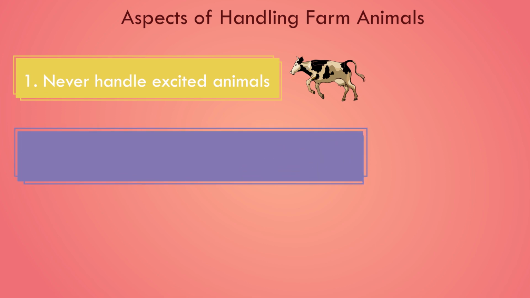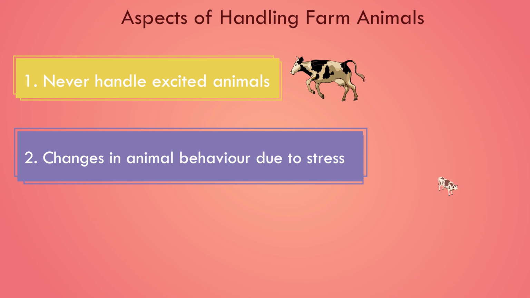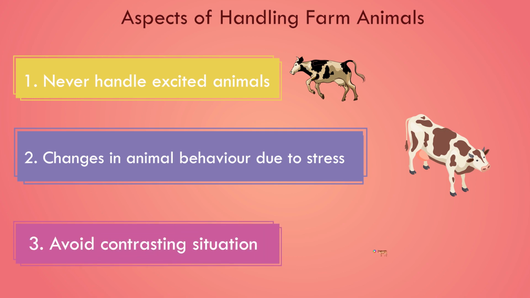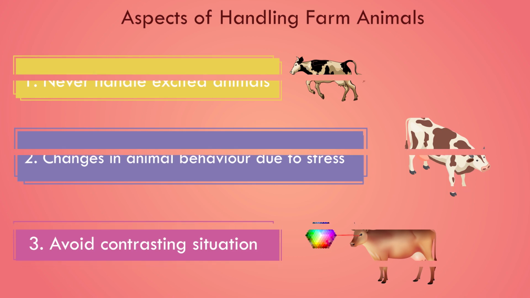Second point is changes in animal behavior due to stress. Animals express fear or alarm under stress through their behavioral symptoms. Then the third point is avoid contrasting situations. Cattle are colorblind and have poor depth perception. It implies that they are very sensitive to contrast. Therefore, contrasting situations are to be avoided in the farm.